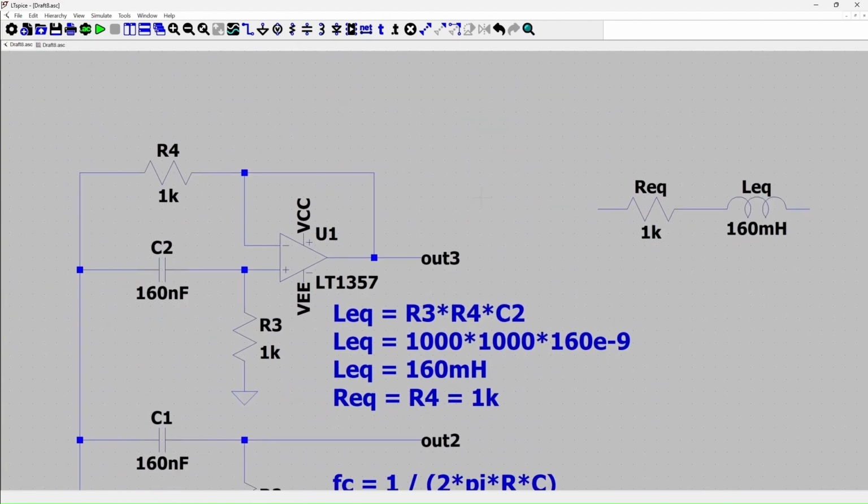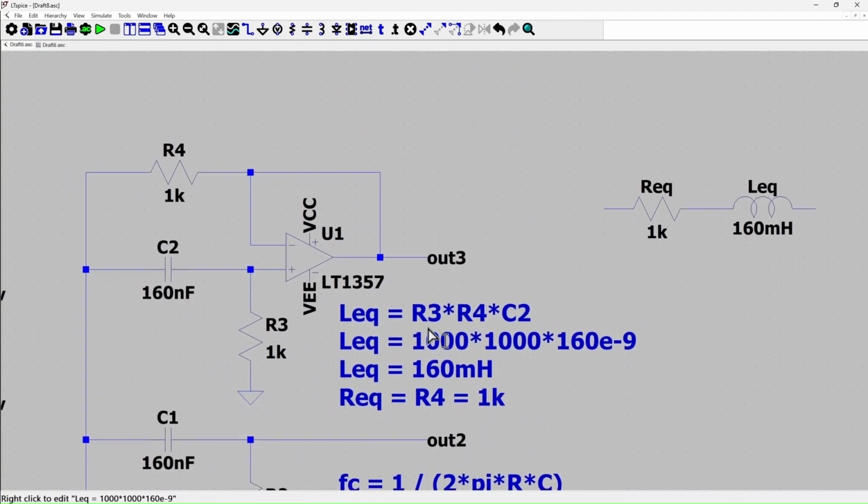Now don't pay too much attention to the units, because the units here will be ohm into nanofarads, and you will ask why it has become millihenry. Just ignore the units. But what is more important to know is that this R4 acts as R equivalent, which is 1K, and this multiplication of these three components acts like an inductor, and when you multiply them together, it is 160 millihenry.